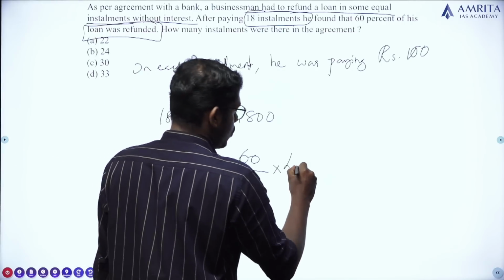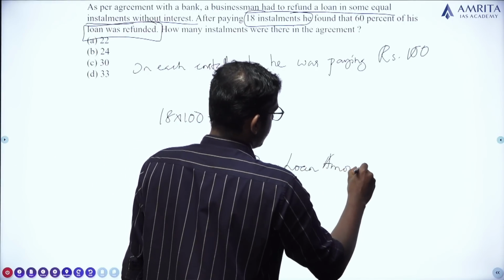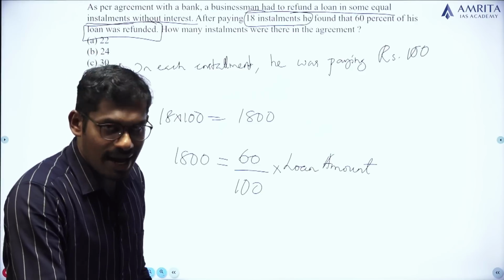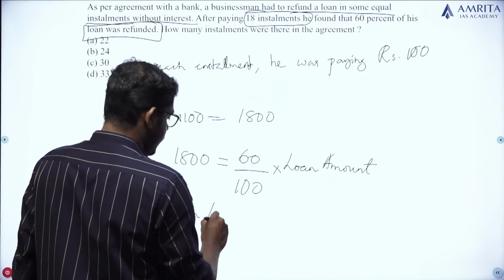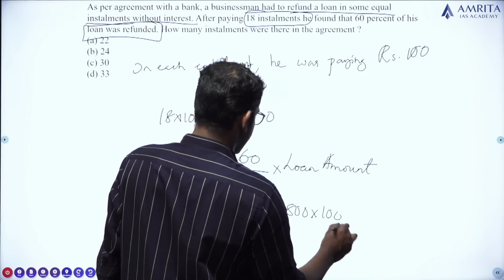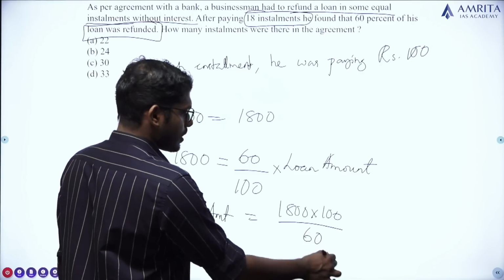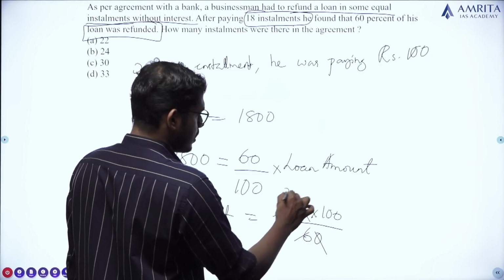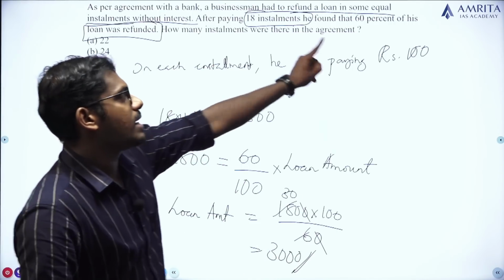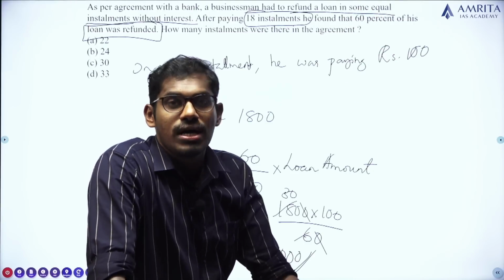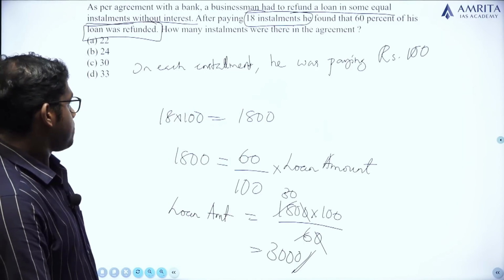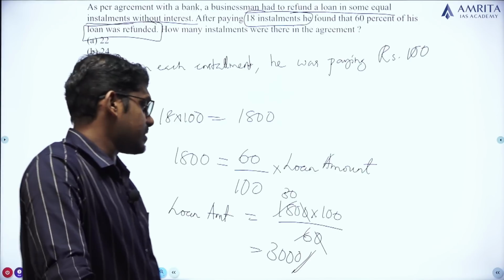60% of his loan, the 60% of the total amount paid, that is equal to 1800. So then the loan amount will be 1800 into 100 divided by 60. Clear? Okay, the zeros cancel each other. 30. So the total loan amount is 3000 if he was paying installments of 100. There was no interest as the question says. Clear? So the total loan amount was 3000.